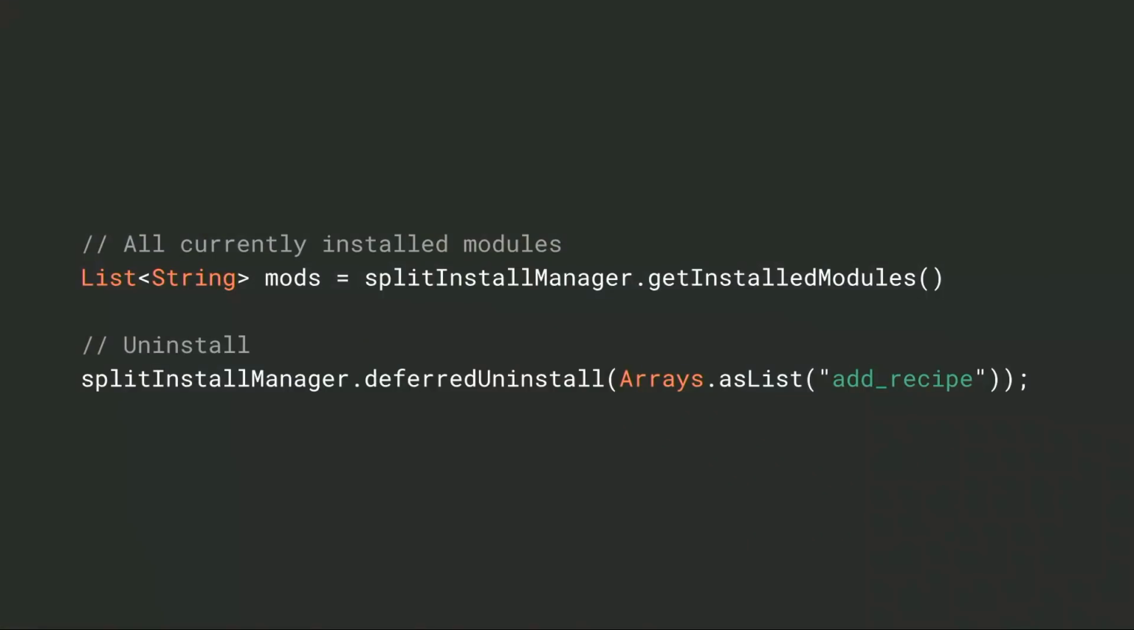You can also use the Split Install API to manage your on-demand modules. So you can see which modules are currently installed, and if your user no longer needs that module, you can request for the module to be uninstalled, freeing up precious disk space for your users and reducing the footprint of your app on their device.